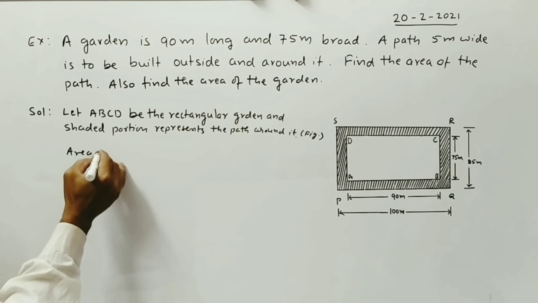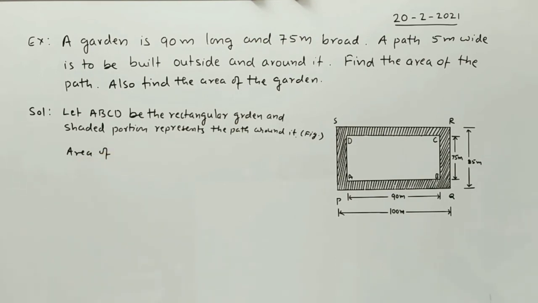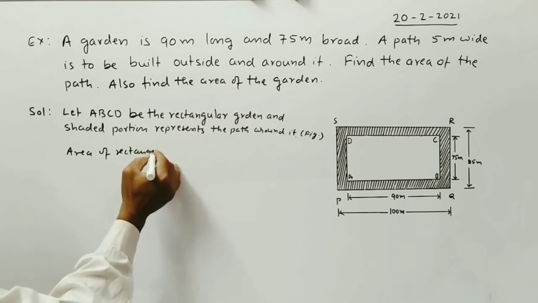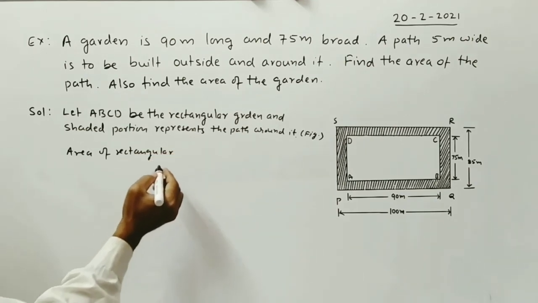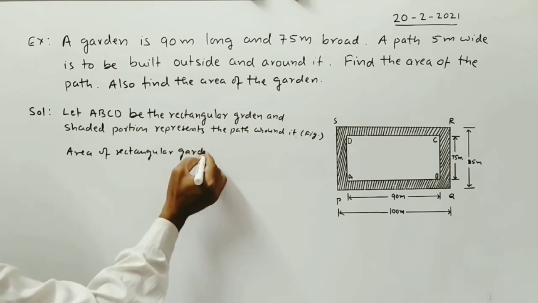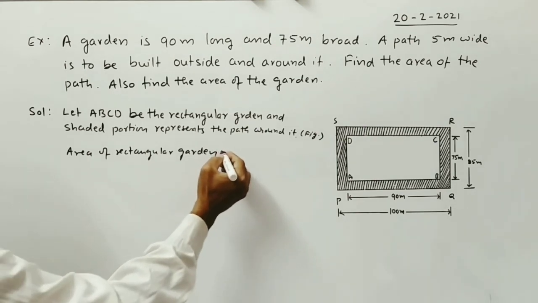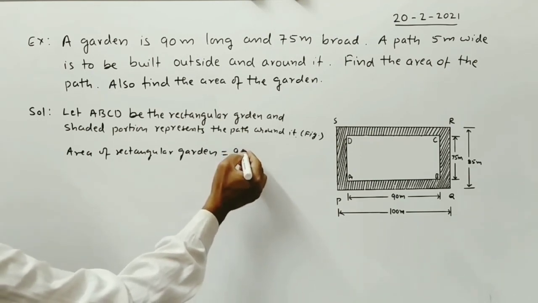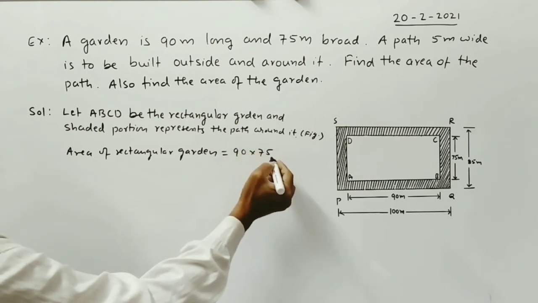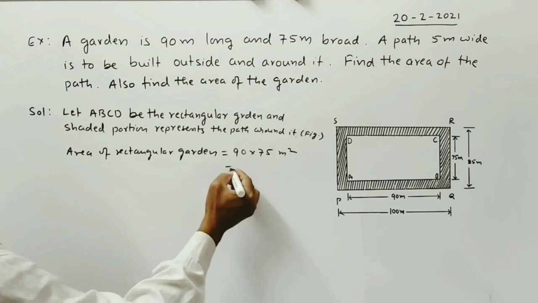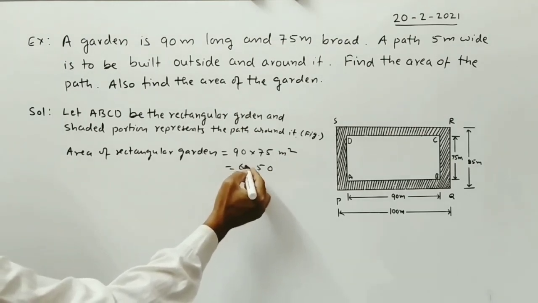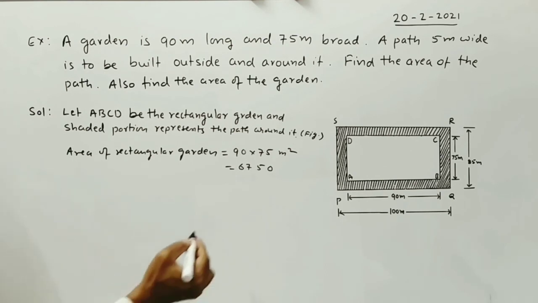Area of rectangular garden is equal to 90 into 75 square meter is equal to 6,750 square meter.